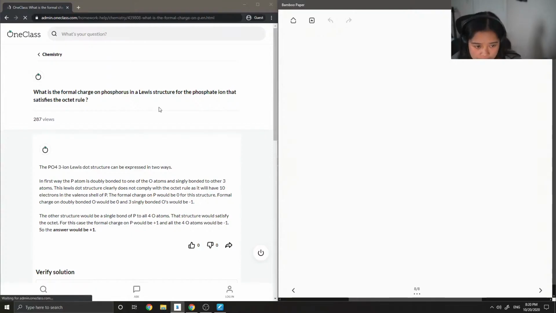What is the formal charge on phosphorus in a Lewis structure for the phosphate ion that satisfies the octet rule?